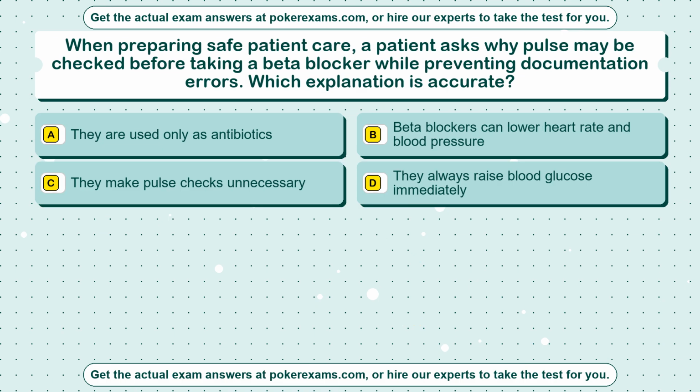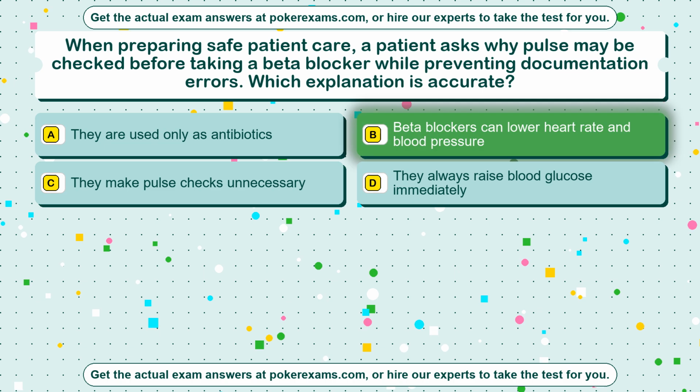Question 44. When preparing safe patient care, a patient asks why pulse may be checked before taking a beta blocker while preventing documentation errors. Which explanation is accurate? Option A, they are used only as antibiotics. Option B, beta blockers can lower heart rate and blood pressure. Option C, they make pulse checks unnecessary. Option D, they always raise blood glucose immediately.